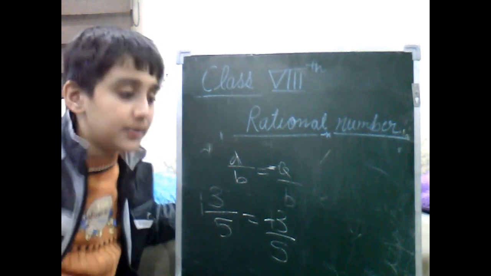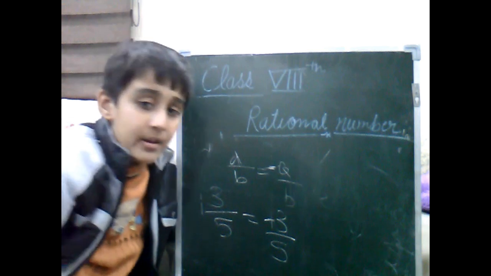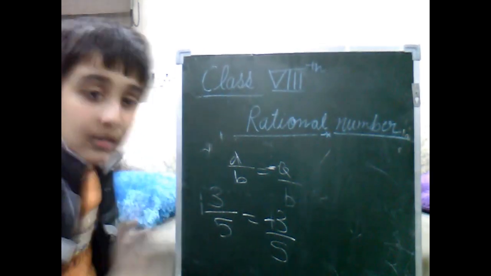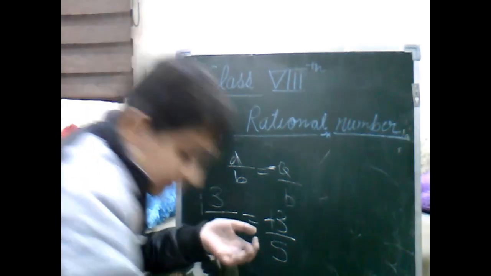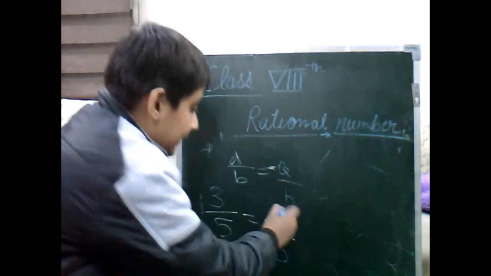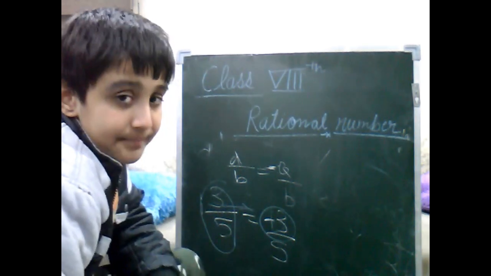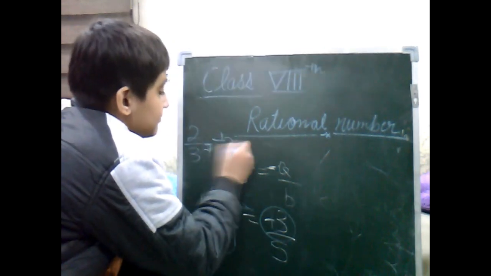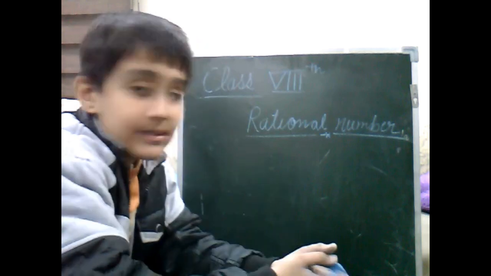In fractions, I told you that if there is a rational number, in the rational number there is a twist. The twist is that the additive inverse of 3 upon 5 would be minus 3 upon 5. There's a twist, right? Just the change of minus. It's simple, right? 2 upon 3 becomes minus 2 upon 3. Simple. Right? Now let's jump into another topic, which is multiplicative identity.